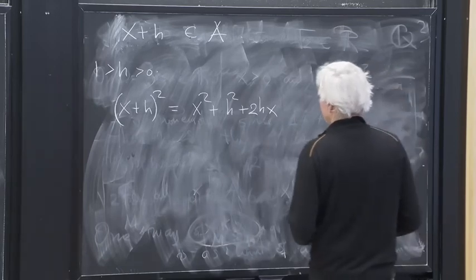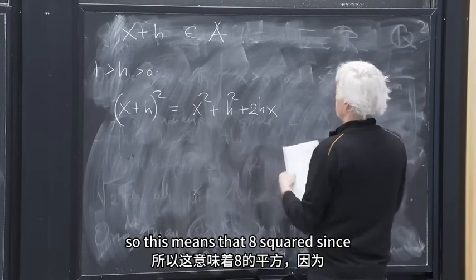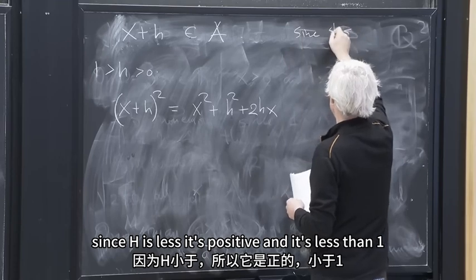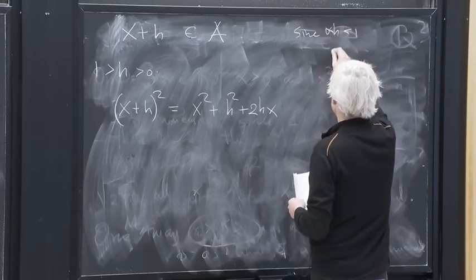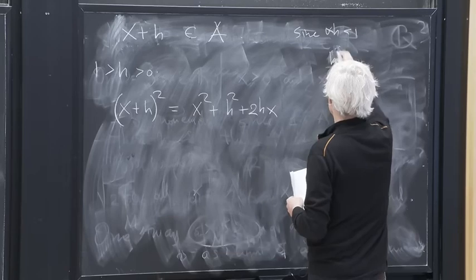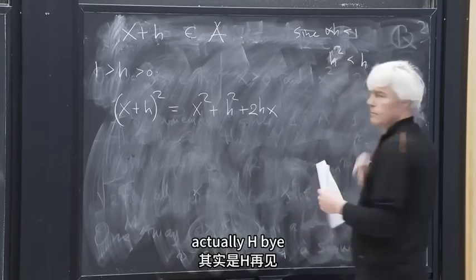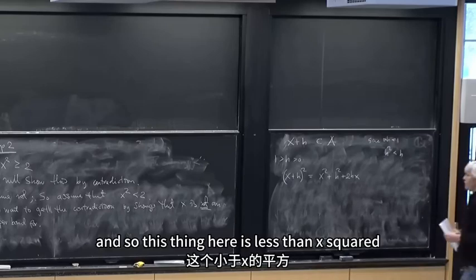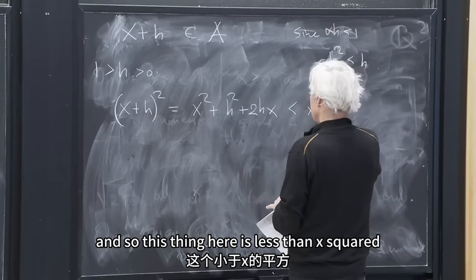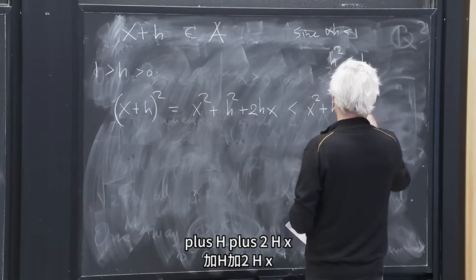Now, h here is less than 1, so this means that since h is positive and is less than 1, then you have that h squared is less than h, right? And so this thing here is less than x squared plus h plus 2hx.